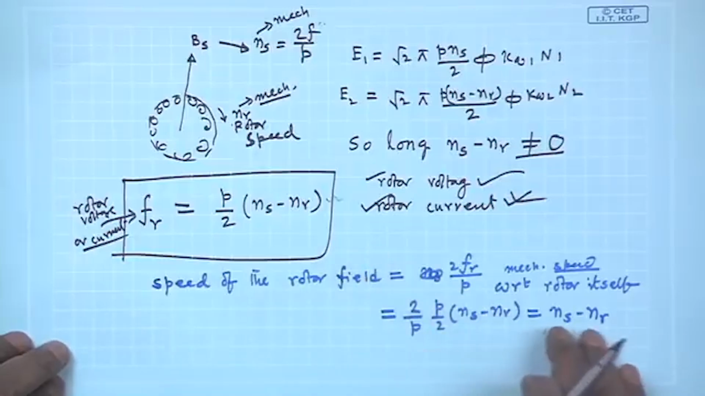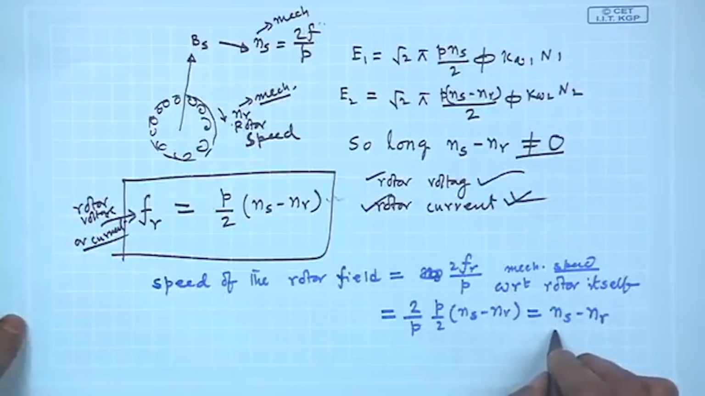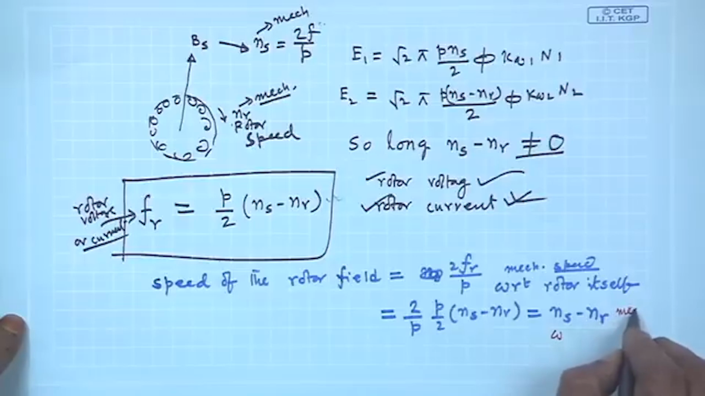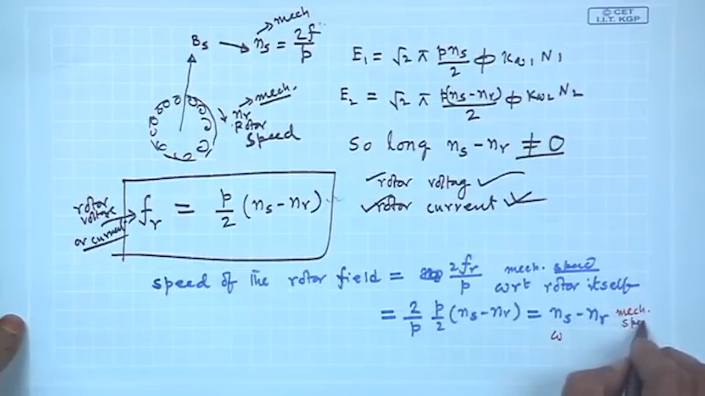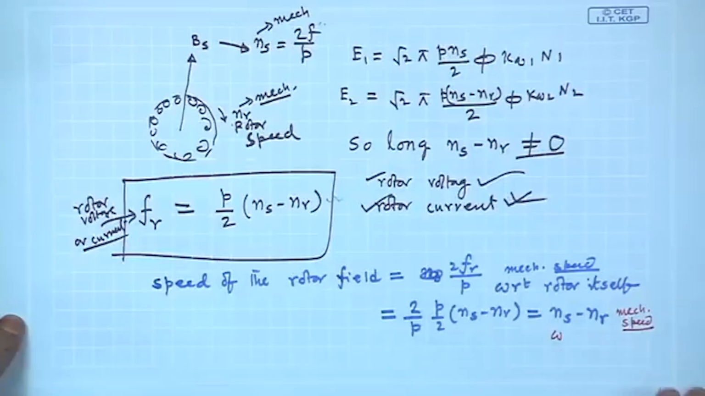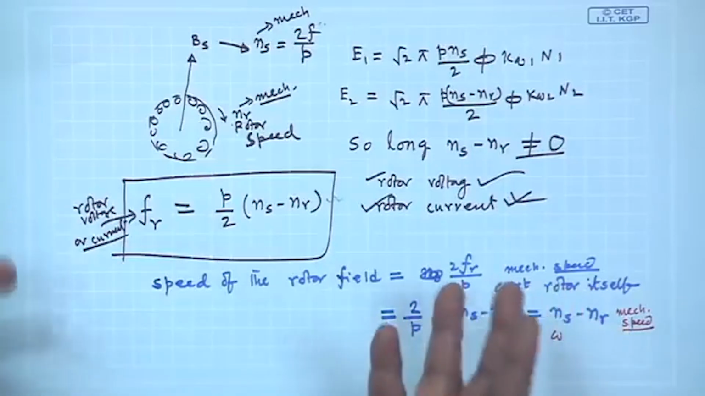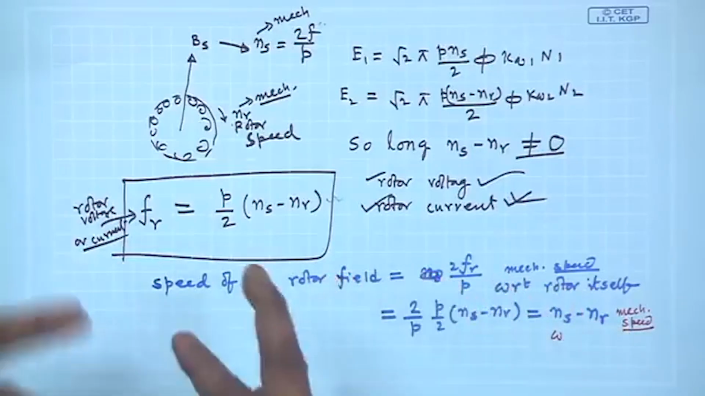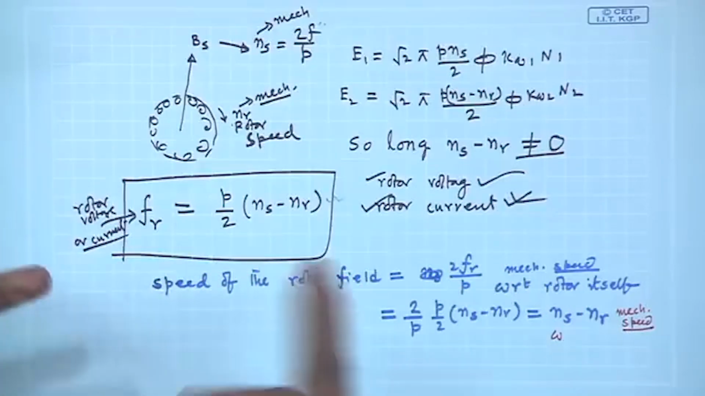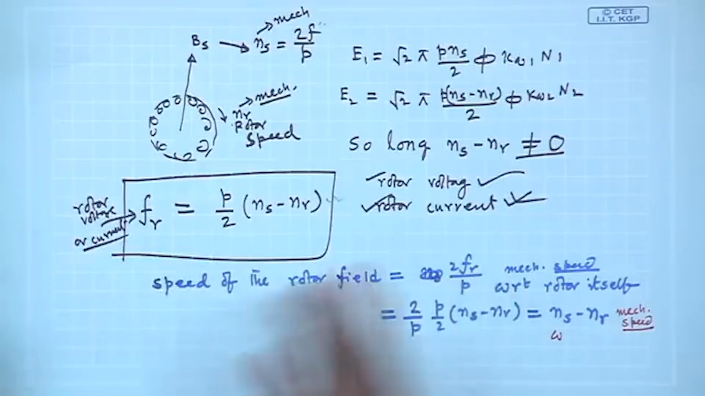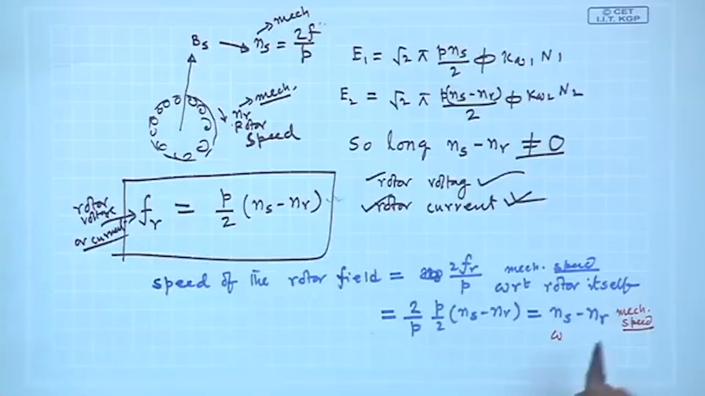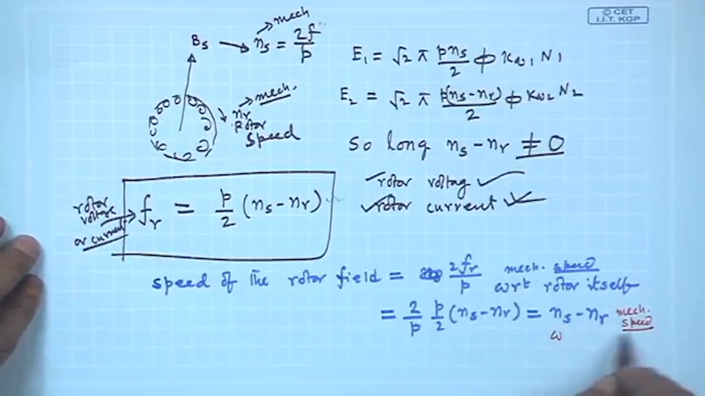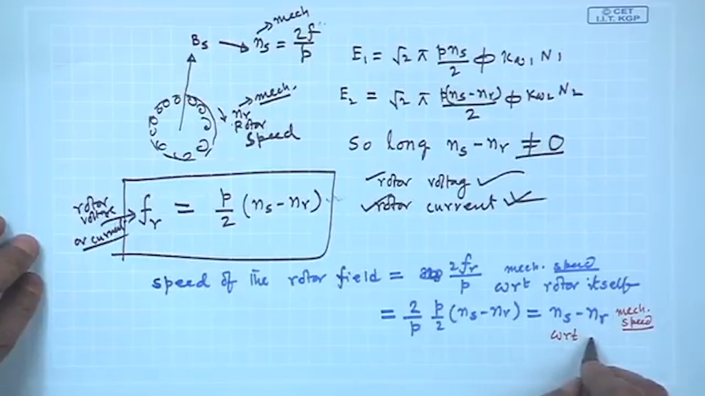So, this is n s minus n r, and do not forget to write that this is mechanical speed. Either you remain in electrical or mechanical; do not get mixed up, one with electrical speed and another with mechanical speed. So, I am always remaining in mechanical speed. So, this is n s minus n r, mechanical speed, with respect to rotor.